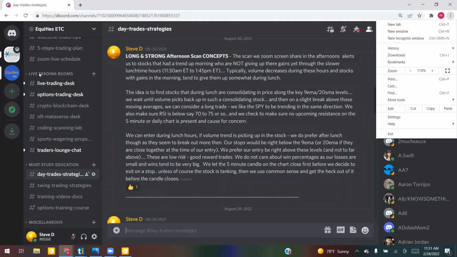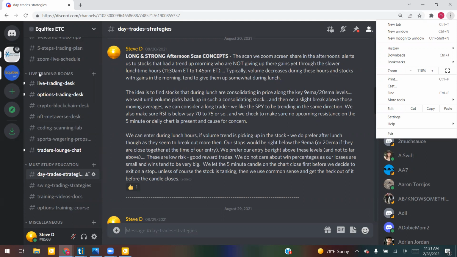We know that come around lunchtime, those trend trades kind of give up their gains. But what we're looking for, or the scan will alert us to, are stocks that are not giving up all of their gains, that are simply slowing down and starting to consolidate through lunchtime, which means it's very possible they're going to be good continuation afternoon trades.